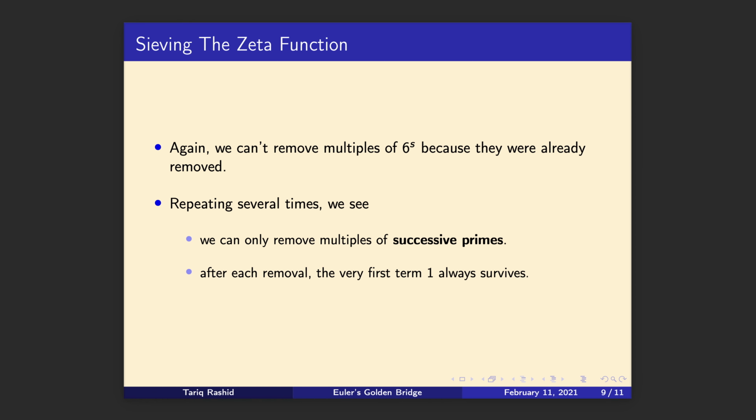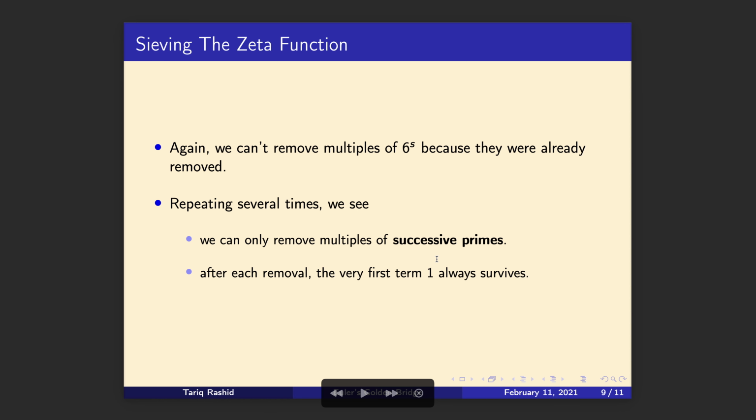11 is a prime. I really encourage you to do it by pen and paper, just yourself, because the act of doing it helps this idea sink in. Me just talking about it doesn't work as well. And after each removal, the very first term always survives, because we're doing 1 minus multiples of other terms.